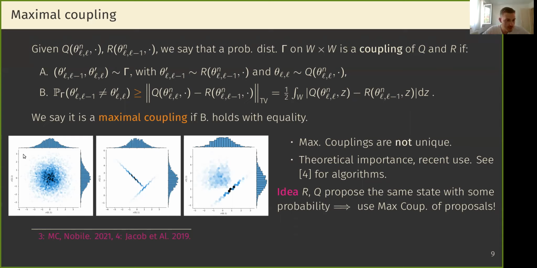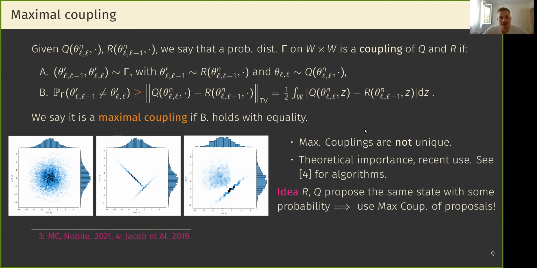Here we have an example of just a coupling. In all cases, this is a normal 0, 1, and this is a normal 0, 1. If you look at the joint here, you can see that they're completely uncorrelated, so the fact that they're equal basically never happens. However, in these two cases, if we look at the joint plot, we see a sizable mass on this diagonal. Whenever the samples are here, it means that you sample the same state.